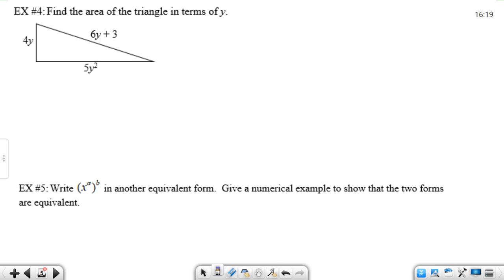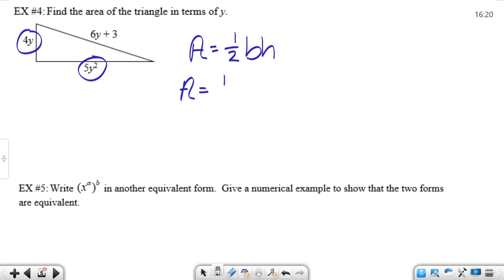All right, so let's take a look at example 4 here. It says, find the area of the triangle in terms of y. So this is a familiar question. We've seen this a couple times now. We should recall, guys, that the area of a triangle is 1/2 base times height. So we have our base, we have our height. So we're just going to go ahead and substitute those in.